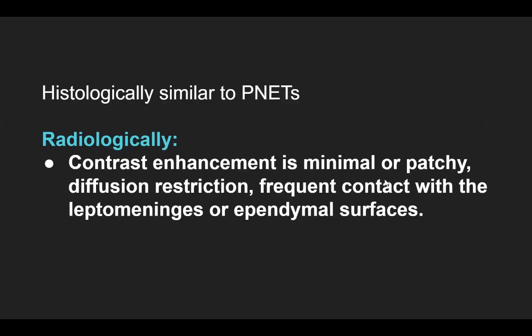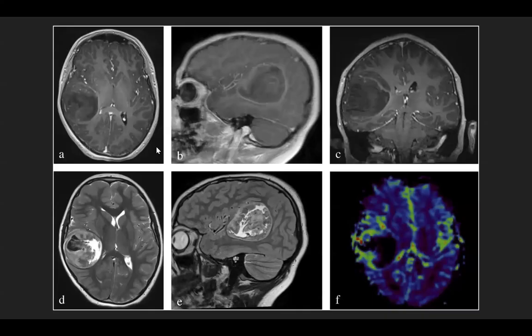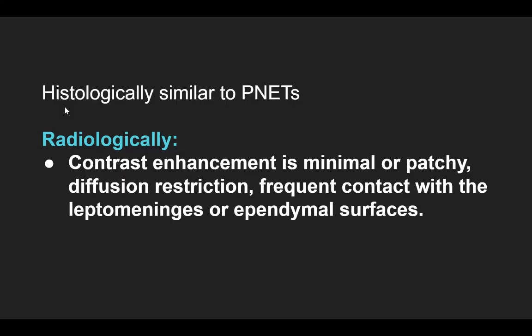So there is frequent contact with the leptomeninges or ependymal surfaces, which, if you see, there is frequent contact. These are either in association with the ventricle or in association with any meninges. Okay, so that is also falsely deceiving because it might look like the lesion is extraaxial.